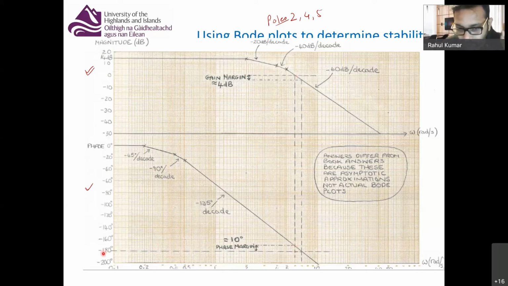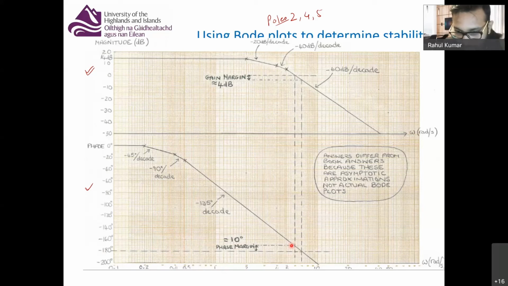Now we look for minus 180. So minus 180 is here, and we measure this difference. So this difference comes out to be 10 degrees, right? So this is my phase margin.